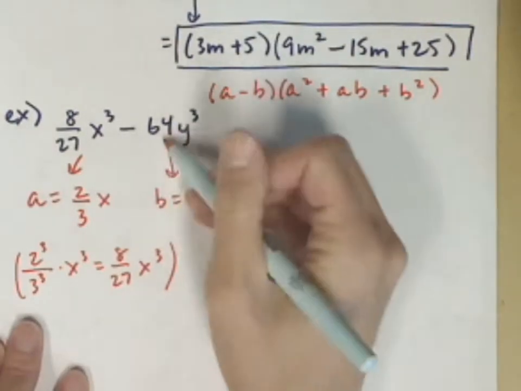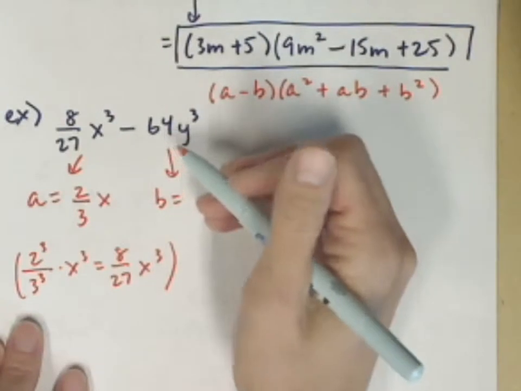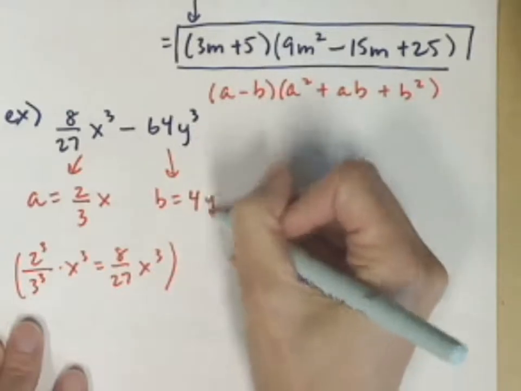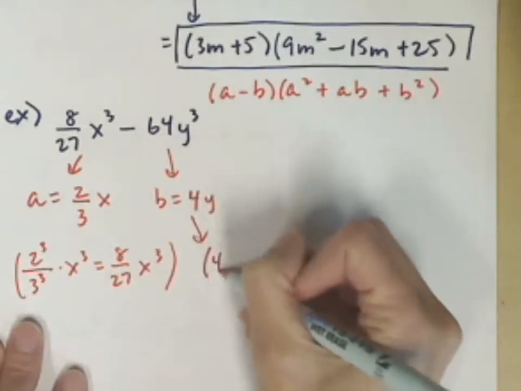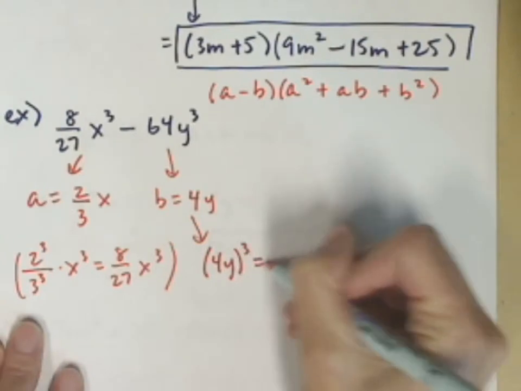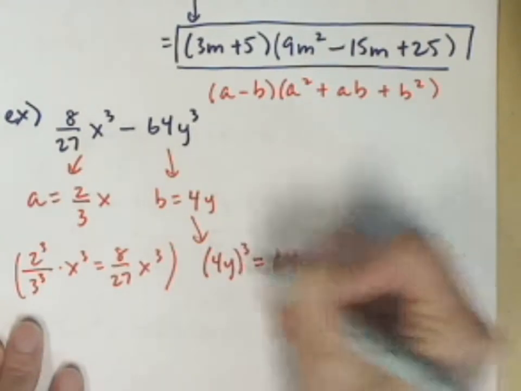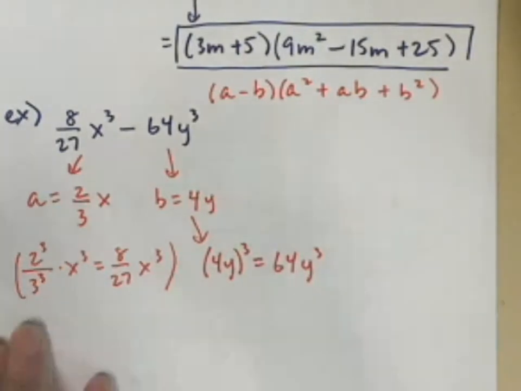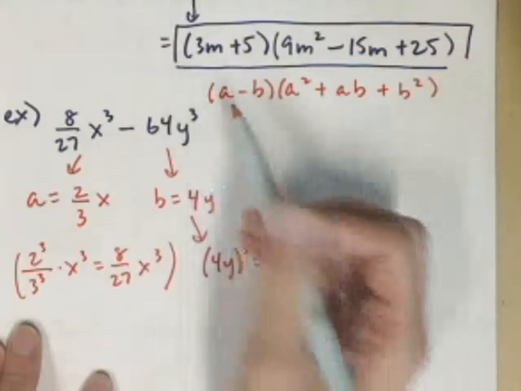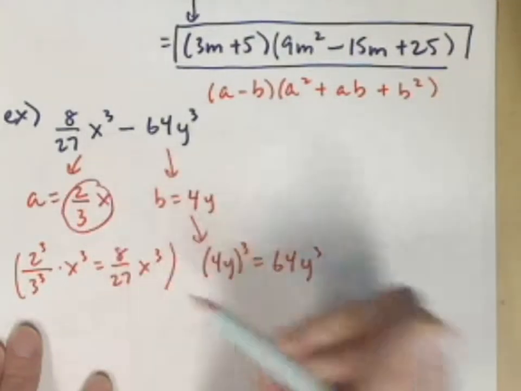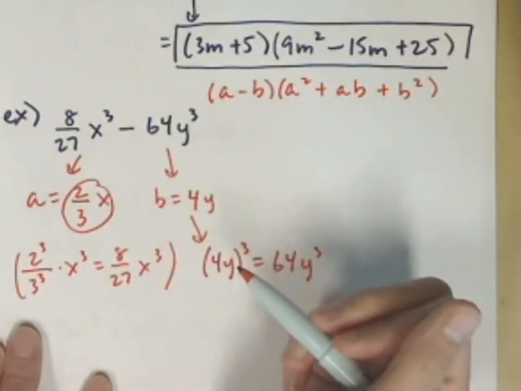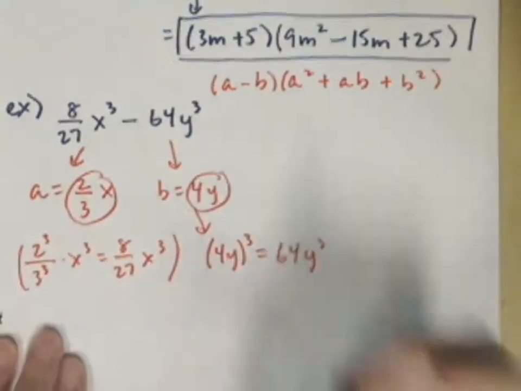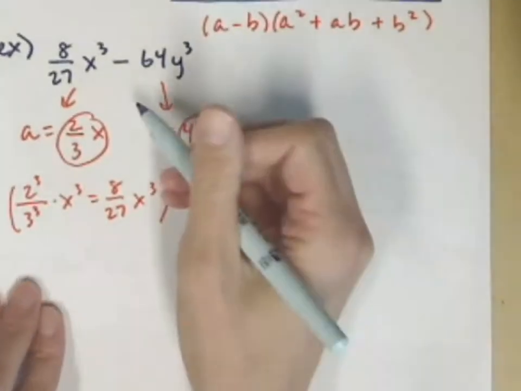b is 64. 64 happens to be 4 times 4 times 4. So b has a 4 to start, and then y cubed is y. Again, that's because 4y quantity cubed is equal to 4 cubed, which is 64, and then I get my y cubed. So I can check each of those. Wherever I see an a in my formula, I'm going to replace it with 2/3 x. Wherever I see a b in my formula, I'm going to replace that with 4y. And I'm going to bring that down here so that I've got some more room.